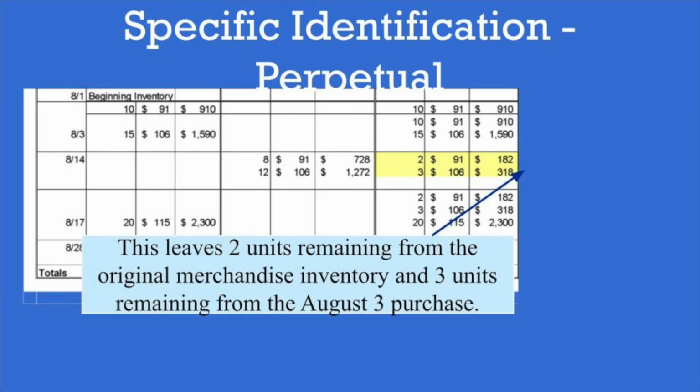So with that then, what we're going to have is 2 units remaining from the original merchandise and 3 units from the August 3rd purchase. So we could value those items accordingly. So 2 at 91, 3 at 106. So this would give us a direct measure of how much our inventory is worth at that point.